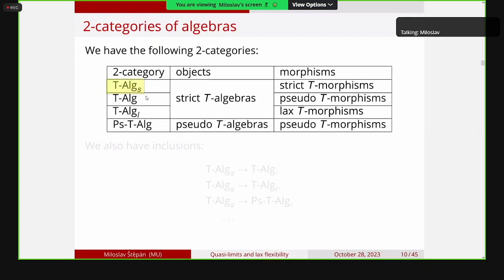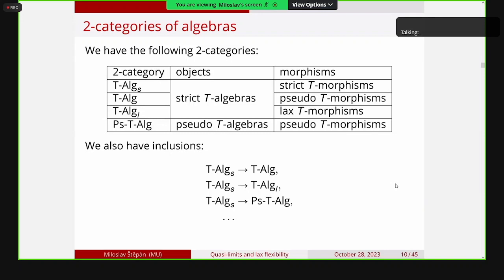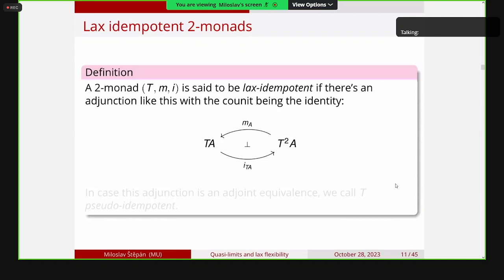I denote by T-Alg_s the two-category of strict algebras and strict morphisms. Then based on what's in the bottom right index, you can consider strict morphisms, pseudomorphisms, denoted by nothing here, or lax morphisms, or you can consider pseudo-algebras, denoted like this. We've got these inclusions, and the natural question is to ask when they have adjoints, which is what I will do. But before that, let me recall one last thing, which is the notion of a lax-idempotent two-monad. A two-monad is said to be lax-idempotent if the multiplication is a left adjoint to the unit.